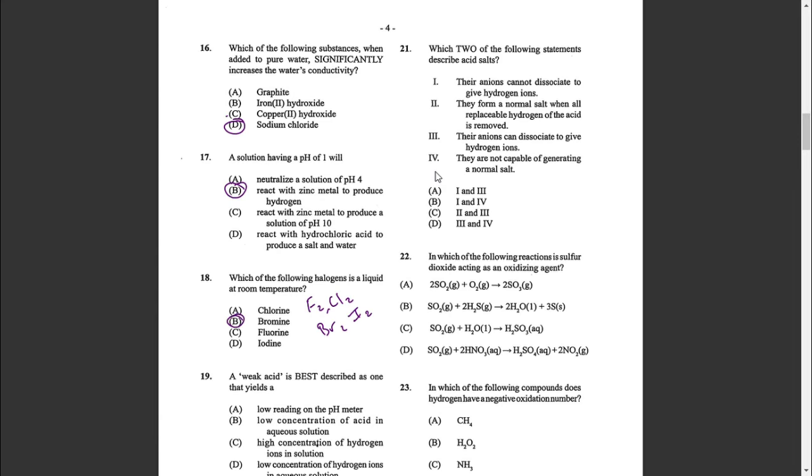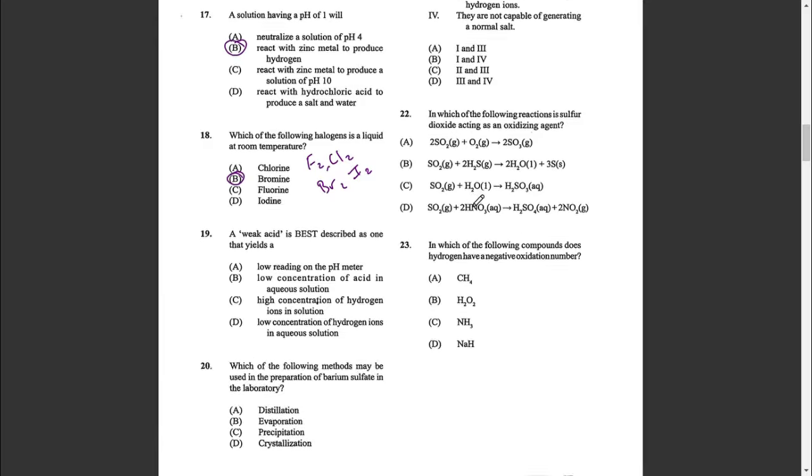B. 19. A weak acid is best described as one that yields a low reading on the pH meter, a low concentration of acid in aqueous solution, or a high concentration of hydrogen ions in solution, or a low concentration of hydrogen ions in solution. So it's a low concentration of hydrogen ions in aqueous solution.